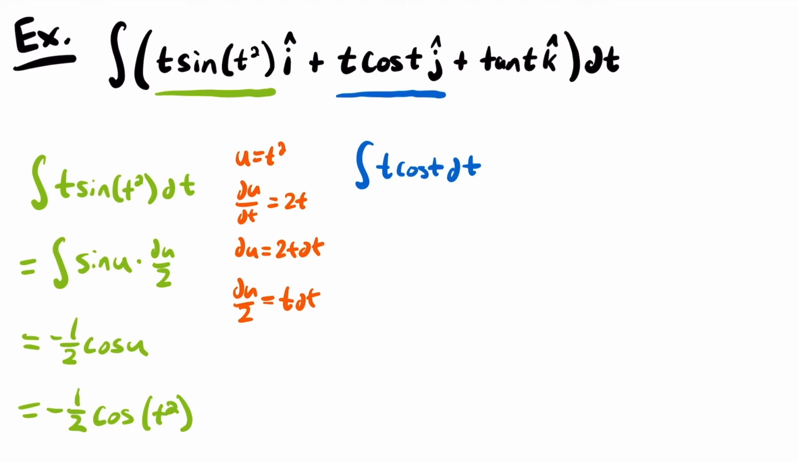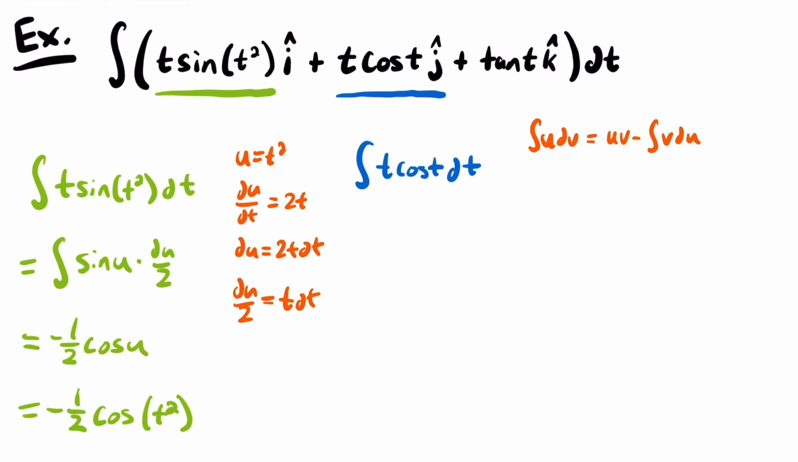So the next thing that I would probably try to do here is use integration by parts, which is particularly useful when you have a product of two different functions. In this case, that would be t and cosine t. And if you remember the formula for integration by parts, it looks like this. The integral of u dv is equal to u times v minus the integral of v du.